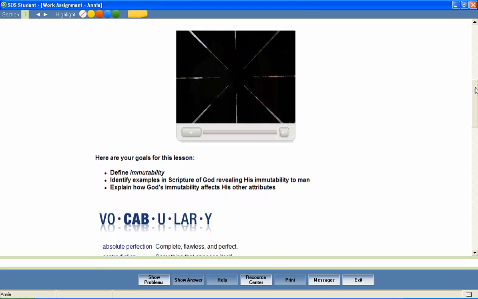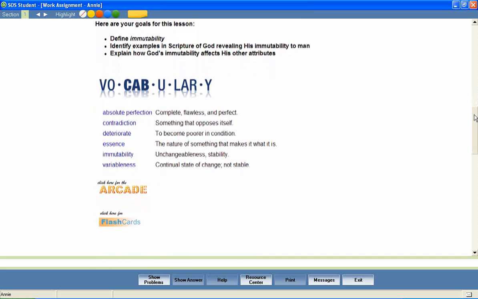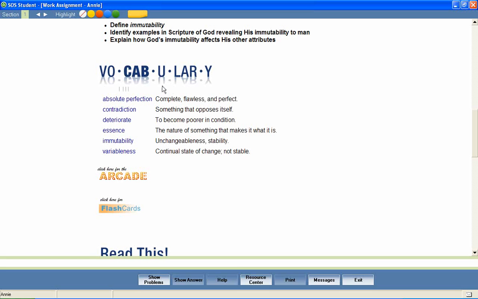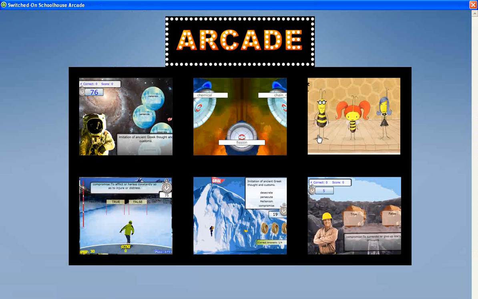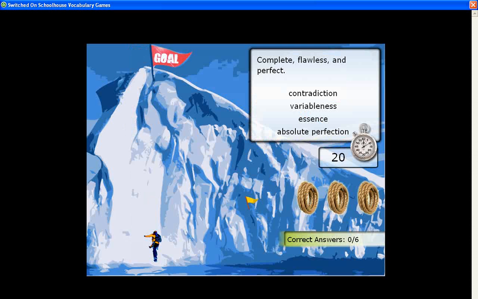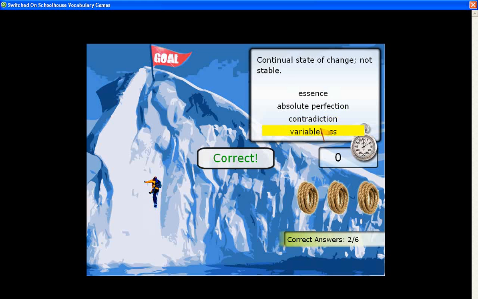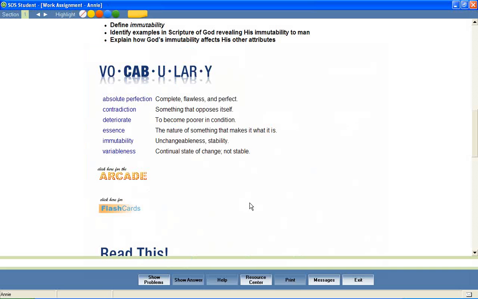At the beginning of most lessons, your students will also encounter a list of vocabulary words that will be used throughout the lesson. We've included several activities to encourage mastery of these important words. For example, students can hear the correct pronunciation of each word. Variableness. Essence. In addition, the vocabulary arcade games encourage mastery of the vocabulary words by providing practice in the correct spelling of each word and in matching each word with its definition. Let's look at a sample. Flashcards allow students to easily review the words and their definitions.